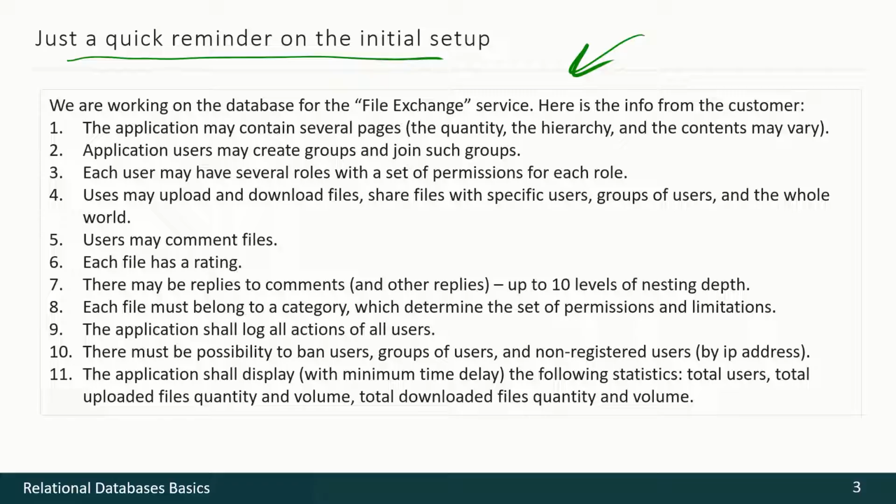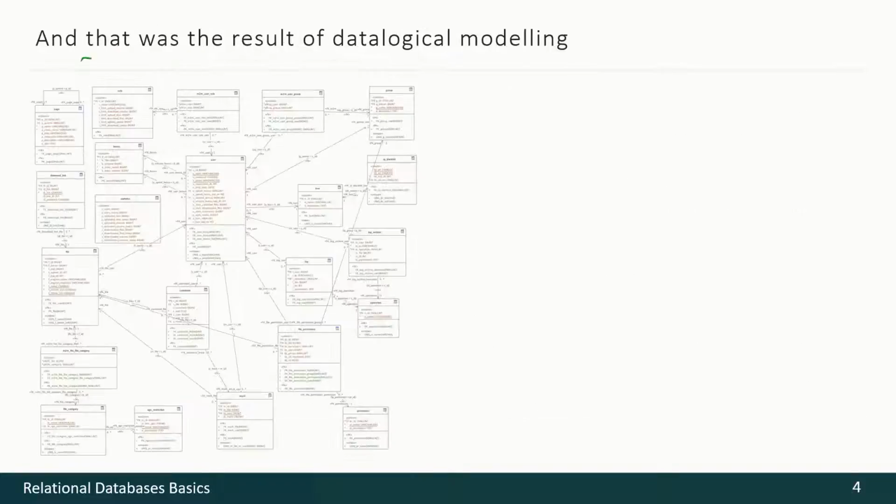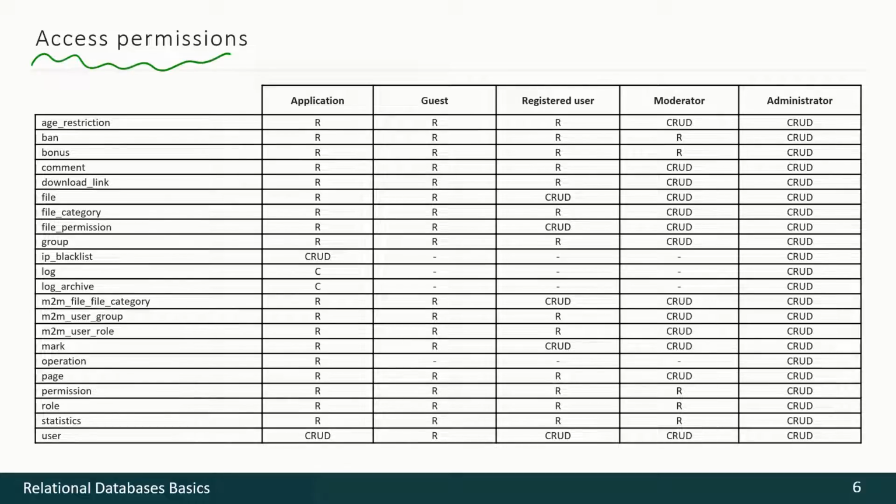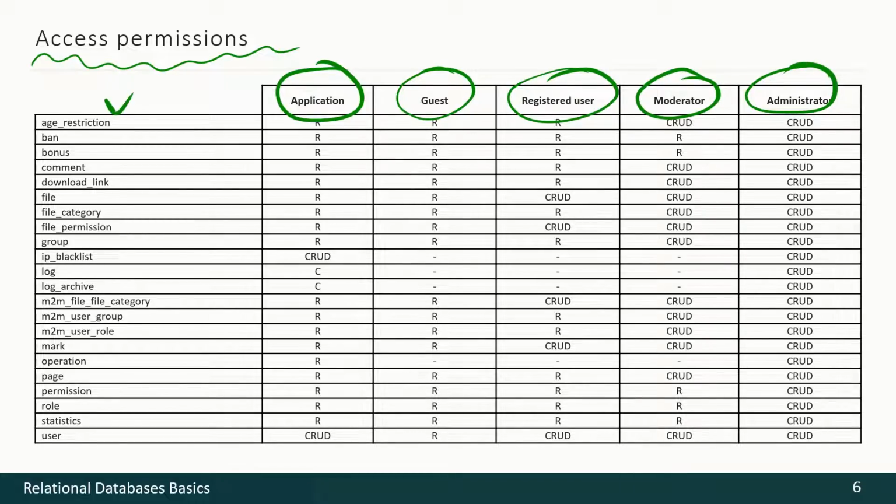This is the information we have from the customer. This is our result of data logical modeling, so we have such a schema. And now we have to work with access permissions, encodings, storage engines, indexes, and DB or DBMS settings. Let's assume we want to use multi-user access permission mode, so we have to create users in DBMS for our application, for guest users, registered user, moderator, and administrator. And for each database object, each role must have or have no some permission.